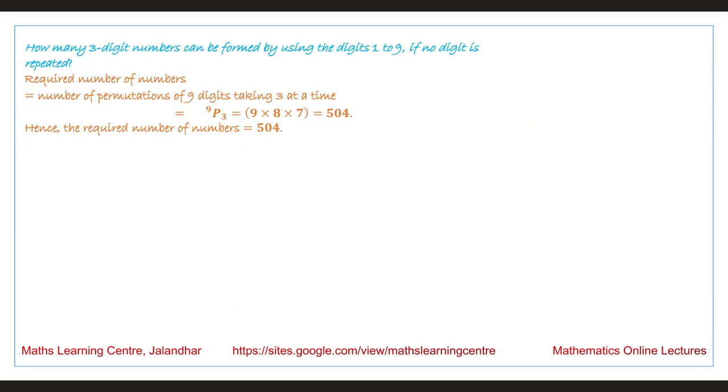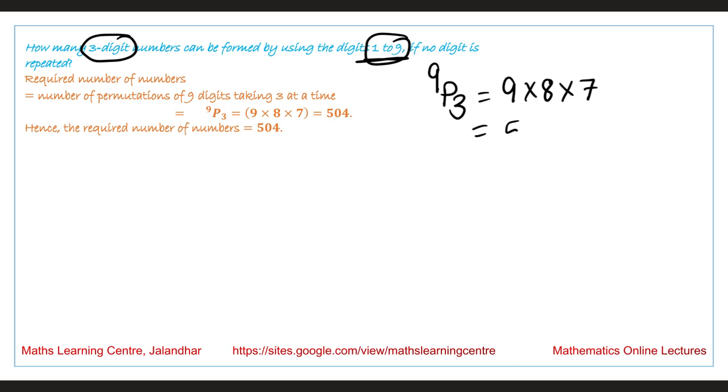Next is how many 3-digit numbers can be formed by using the digits 1 to 9 if no digit is repeated. So we are talking about 3-digit numbers. The total numbers we have, it is 1 to 9. So the answer we have, it is 9p3, that is equal to 9 into 8 into 7, that is equal to 504.